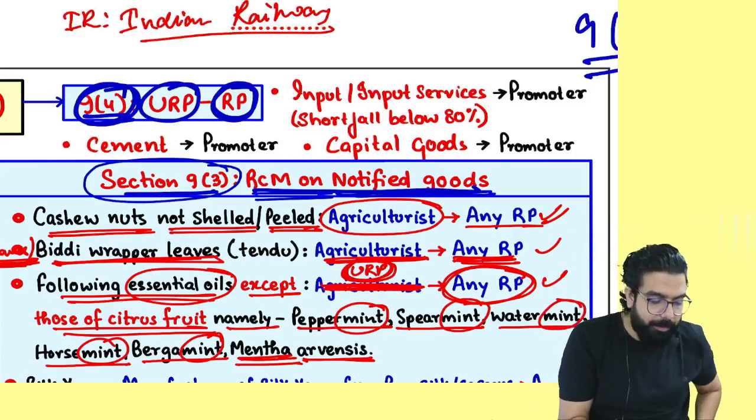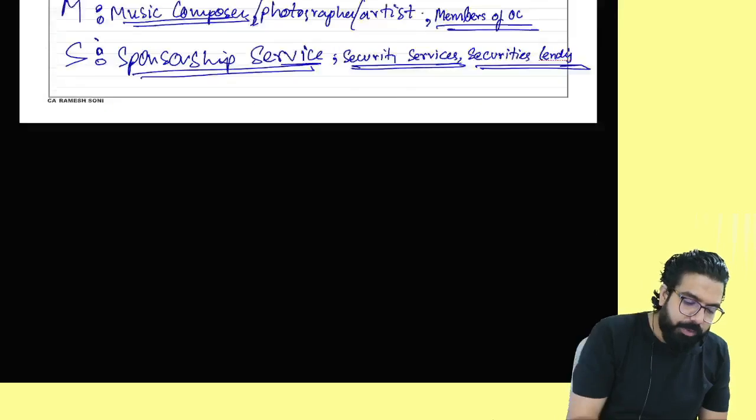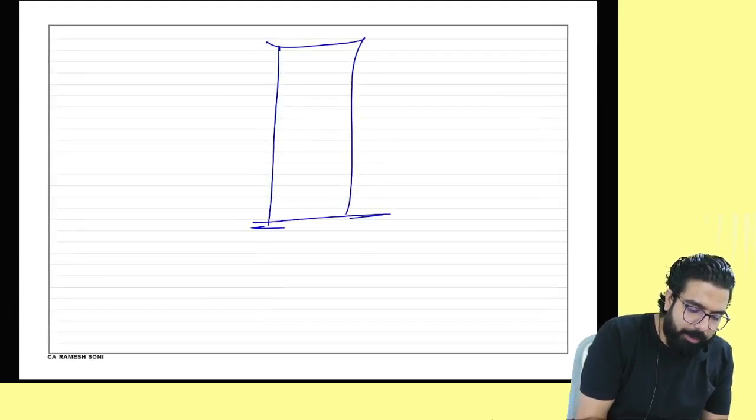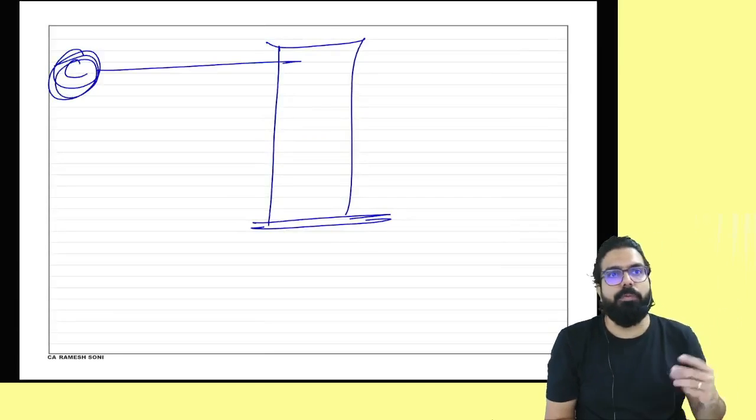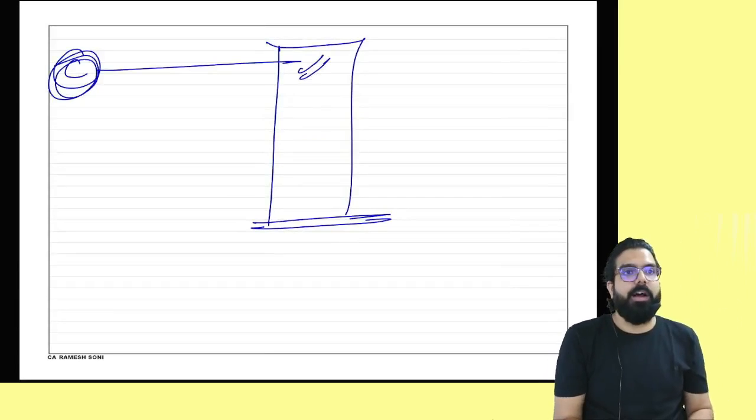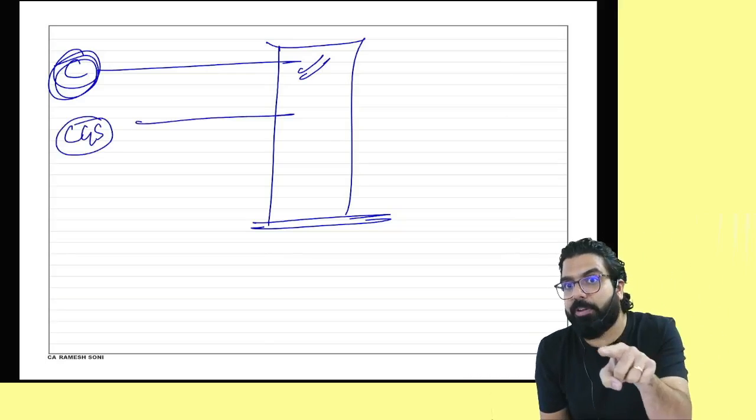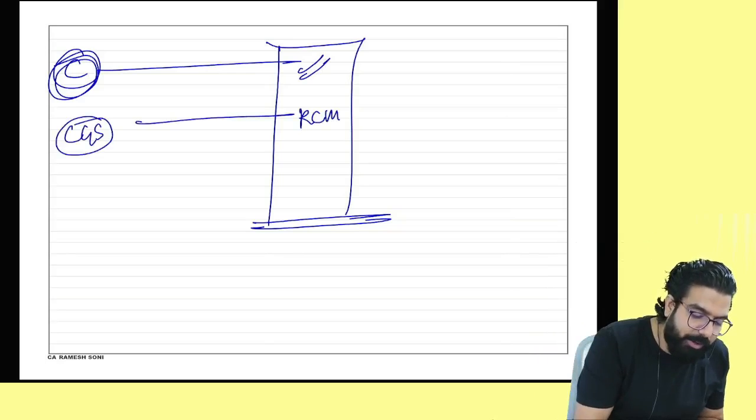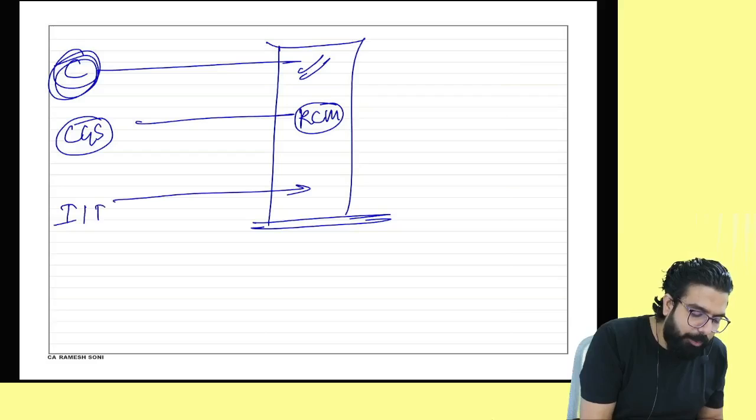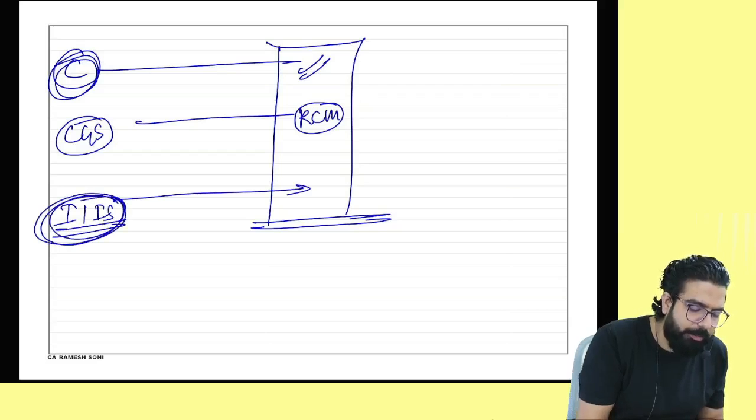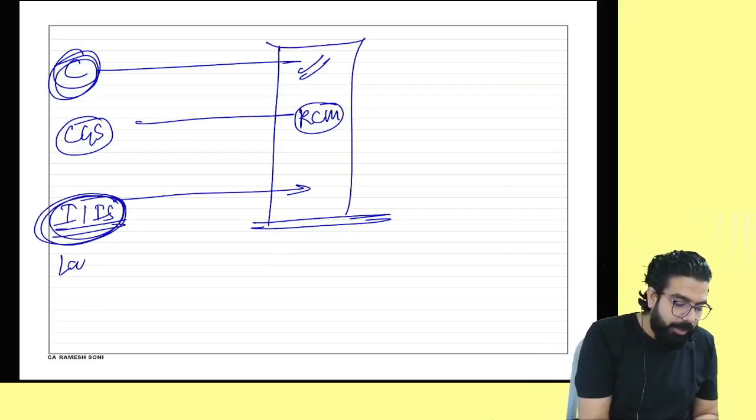Which are those services? Number one, cement supplied to a promoter. People, to make a building, what are the three things a promoter needs? One is cement. If he buys from an unregistered person, he has to pay GST under RCM. To make a building, he might need capital goods. If he buys from an unregistered person, the promoter has to pay GST under RCM. And the last one is if he is buying input and input services. Can you tell me what are the other inputs and input services required to make a building? Labor, steel, bricks.